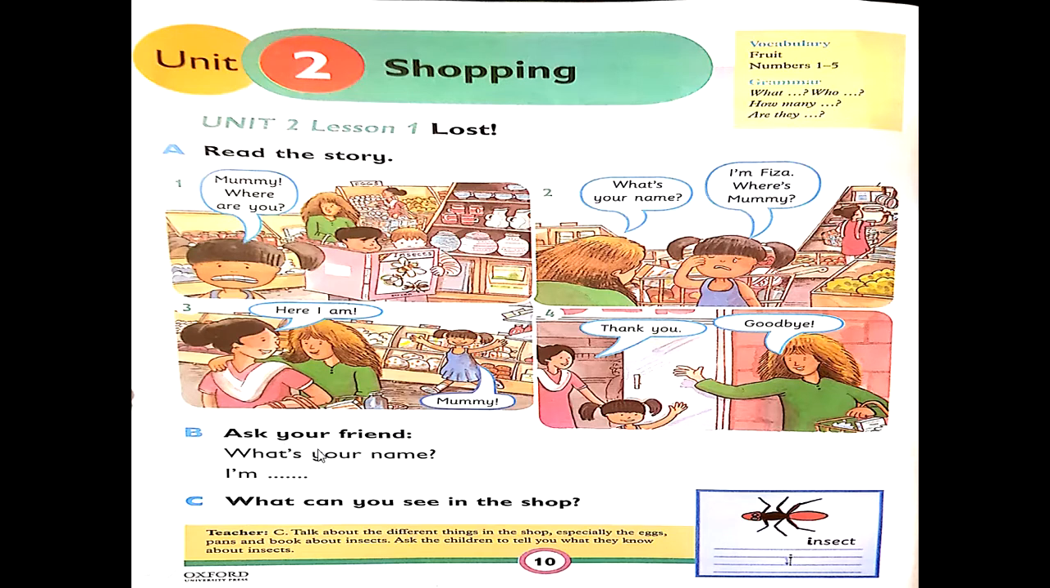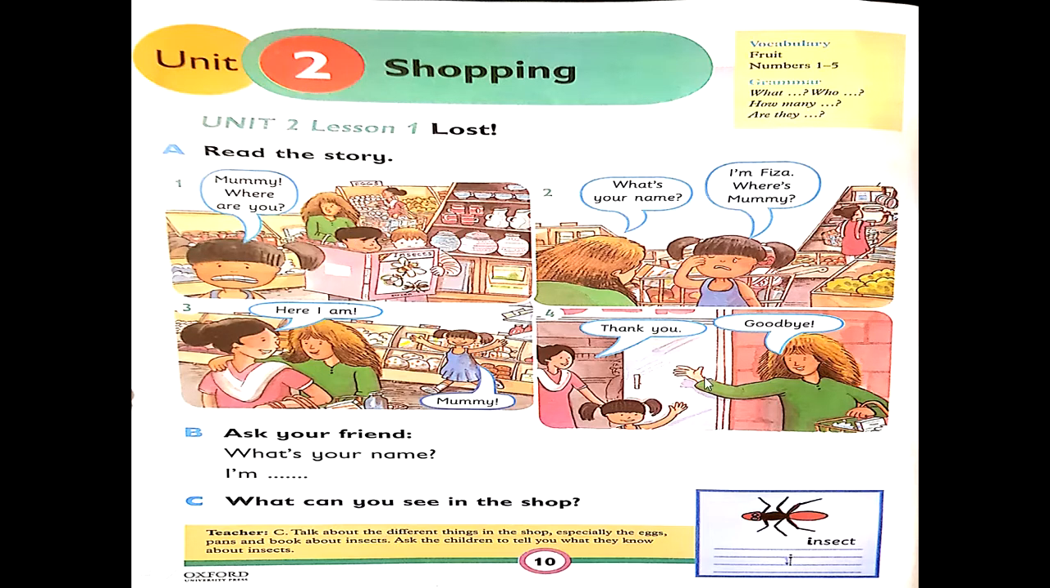Exercise B is: ask your friend, what's your name? At home you cannot ask your friend, but you can ask your family members, and they can answer you, I am dash, whatever is the name. Alright, exercise C is: what can you see in the shop? So now you are supposed to tell your mama what you can see in this portion of the shop, in this cabin.